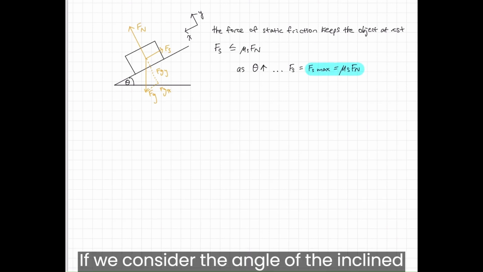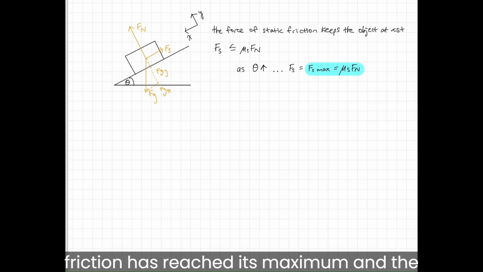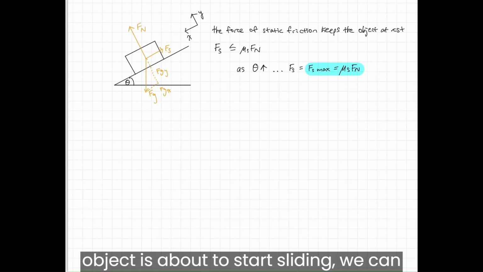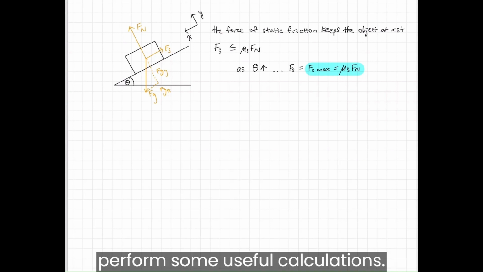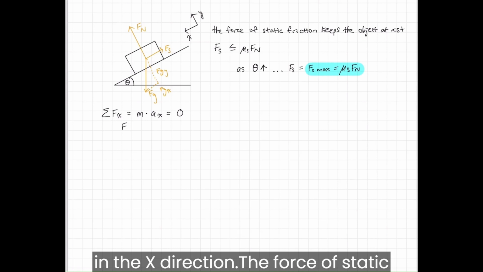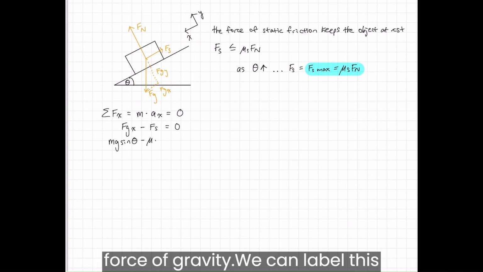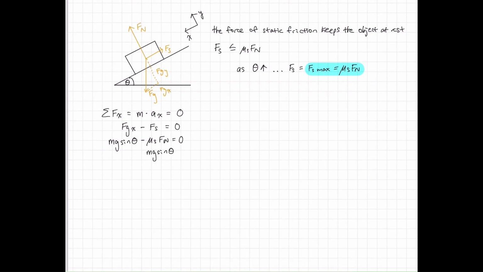If we consider the angle of the inclined plane to be the angle at which static friction has reached its maximum and the object is about to start sliding, we can perform some useful calculations. First, let's consider the forces acting in the x direction. The force of static friction opposes the x component of the force of gravity. We can label this equation with the number 1.